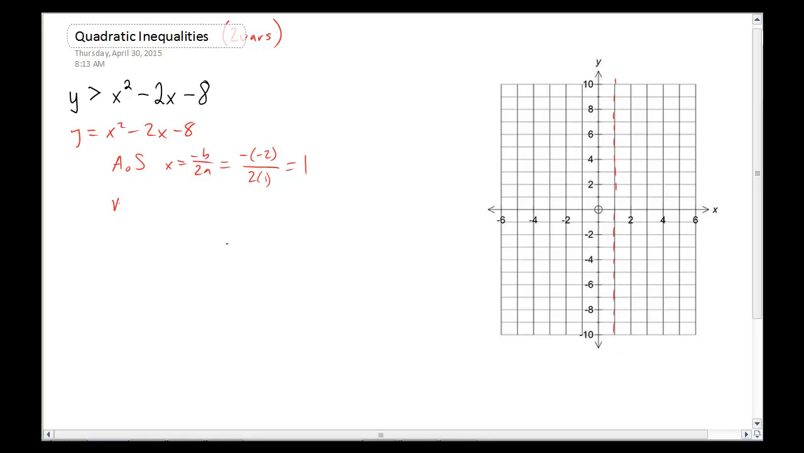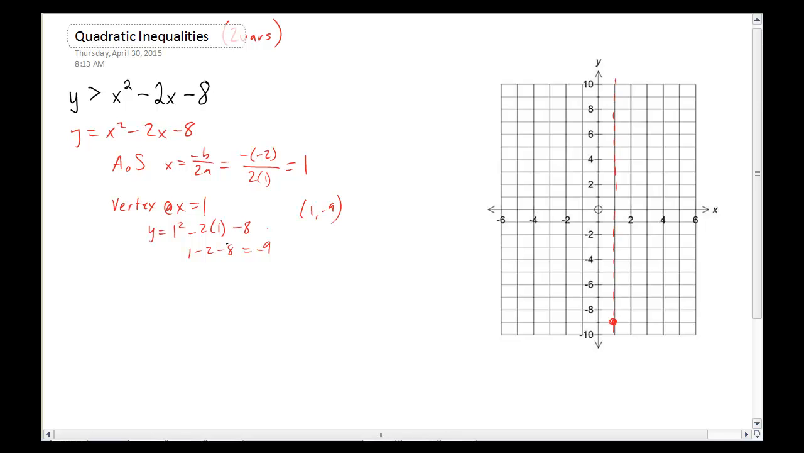Now to get the vertex, I go vertex at x equals 1. So I put 1 back into the function, so y equals 1 squared minus 2 times 1 minus 8. So I get 1 minus 2 minus 8, which is negative 9. So I go to negative 9 and I put that point down. All right, so there we go. I got my vertex at 1 comma negative 9.